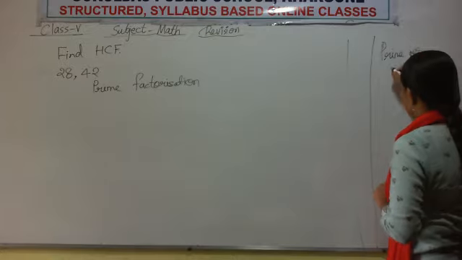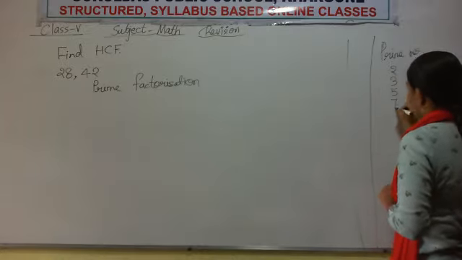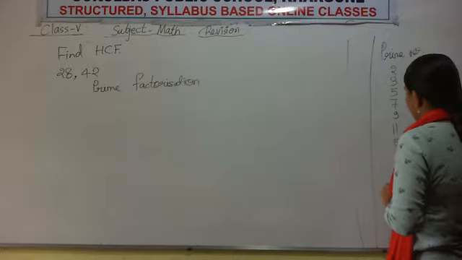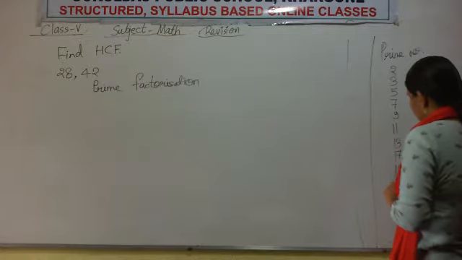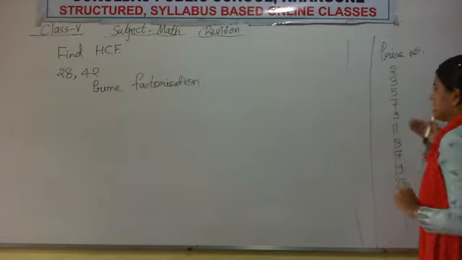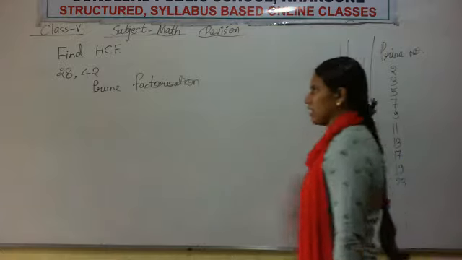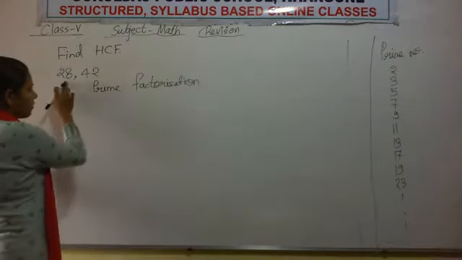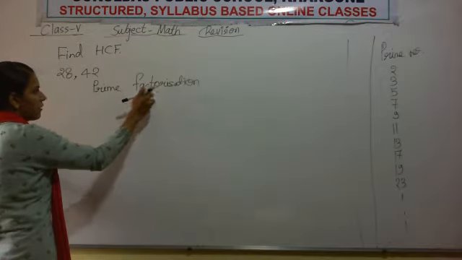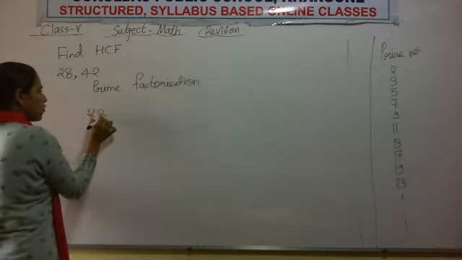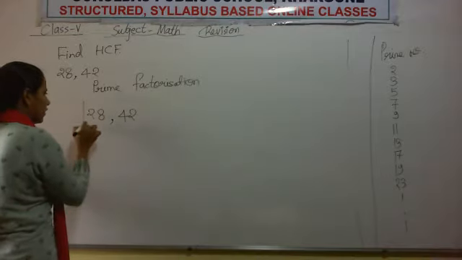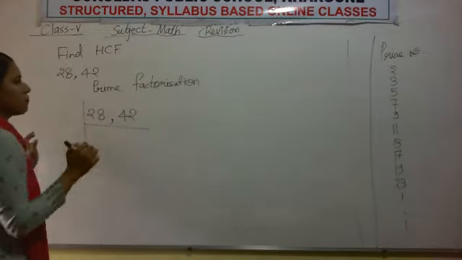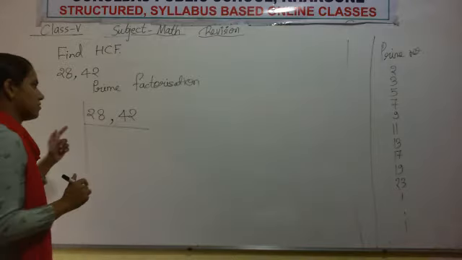What are prime numbers? 2 is a prime number, 3, 5, 7, 11, 13, 17, 19, 23 and so on. So these are the prime numbers. Learn these prime numbers. Now we are finding HCF by prime factorization. First of all we will write both the given numbers. Now we will divide these two numbers by prime numbers.